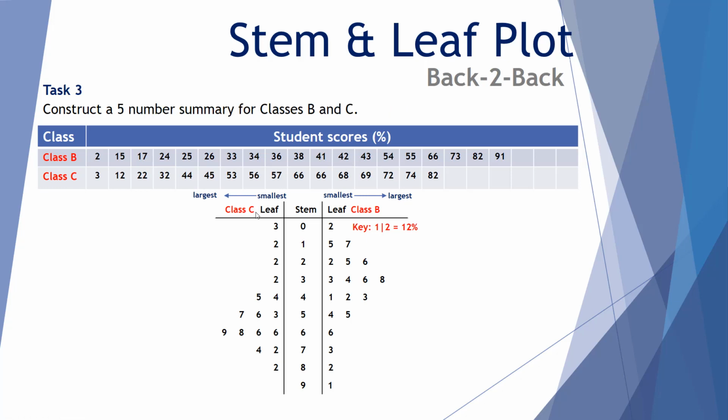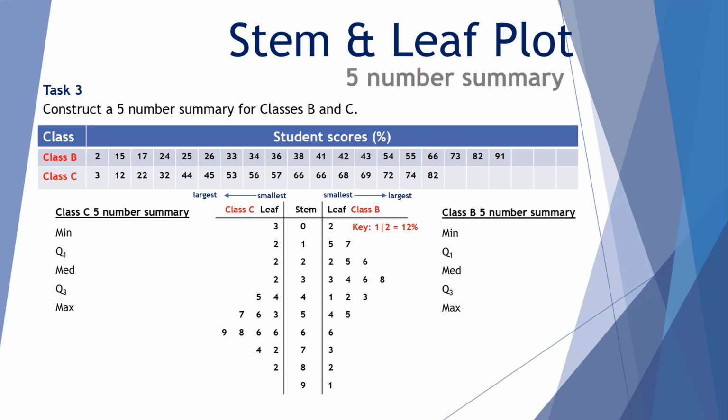Task 3. I want to construct a 5-number summary for classes B and C. So here's our 5-number summary. It contains the minimum, the first quartile, the median, the third quartile, and the maximum. Same for Class B. Now let's look at these. We'll go through each one at a time, comparing with our back-to-back stem and leaf plot. So first of all, Class C has a minimum number of 3. Class B has a minimum number of 2.